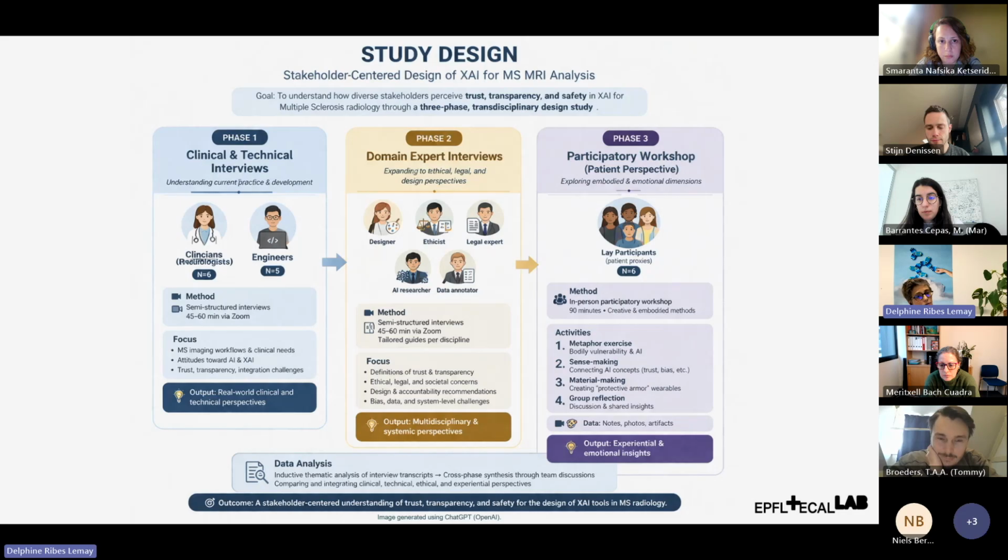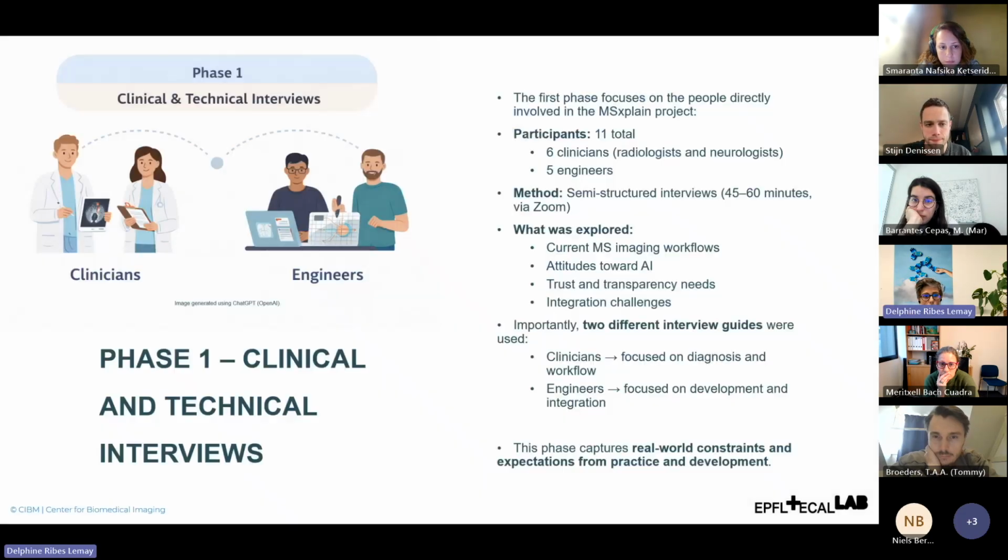So we did a phase 3 where we ran a workshop with people who are not patients, who do not suffer from MS, but like everyone in the world, we have all experienced medical care. So we took people from the lab public. Now I'm going to go into details for each phase.